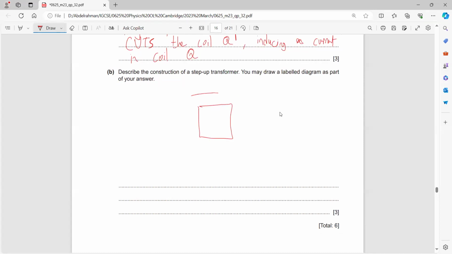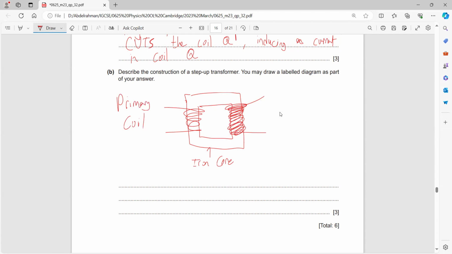Step-up transformer. This is a core, and this is not just any core. You have to say that this is an iron core. And then I have a primary coil on the left, and I have a secondary coil on the right. Primary coil and secondary coil.